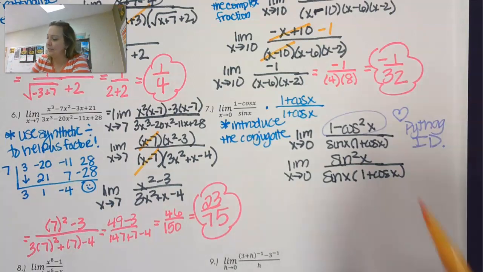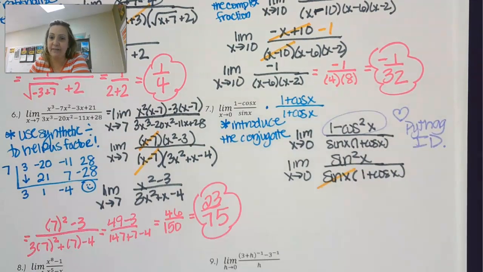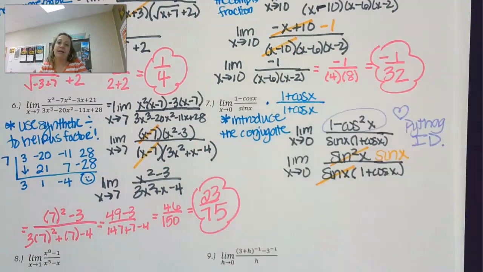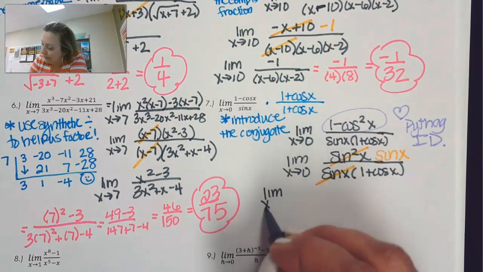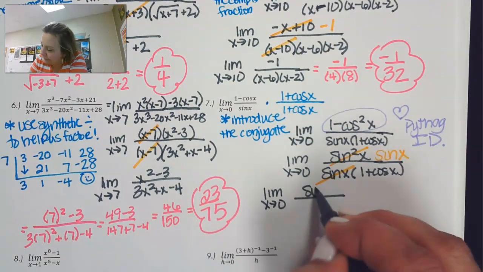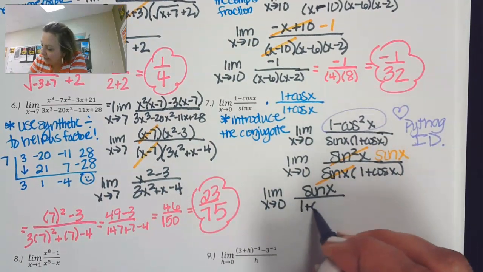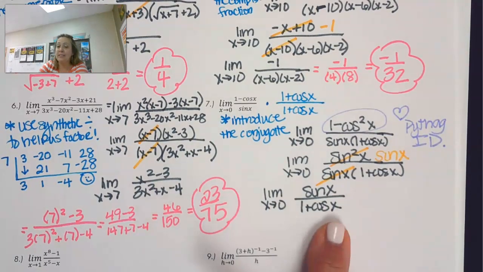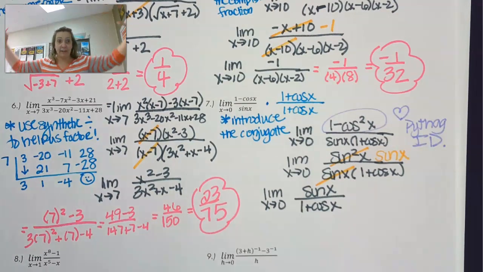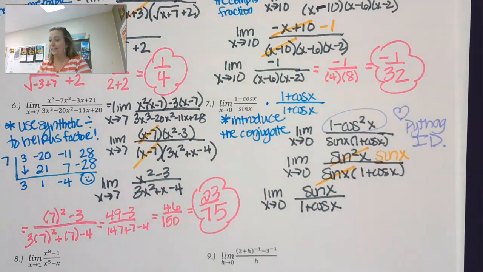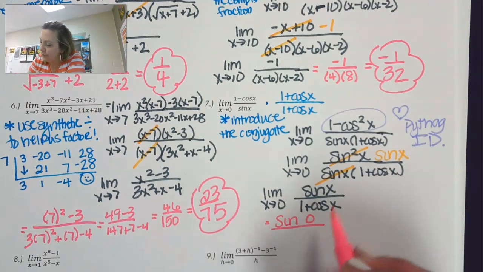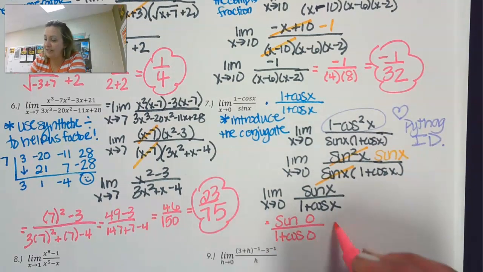Well, because the denominator is still factored, I can cancel this sine of x from one of these sine of x's. And so now I'm just left with sine of x in the numerator. So I have my limit, and in my numerator, I have sine of x, and in my denominator, I have 1 plus the cosine of x. If I substitute 0 in, I am not getting a value of 0 in the denominator, so I can go right to direct substitution.